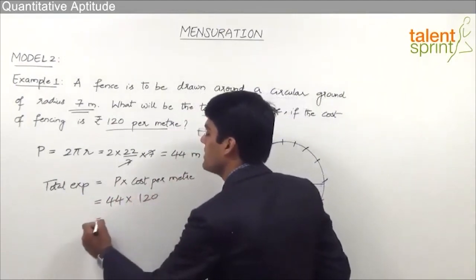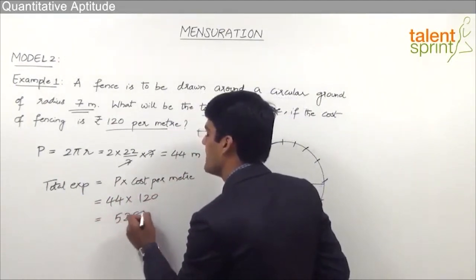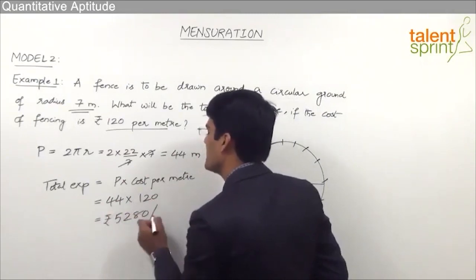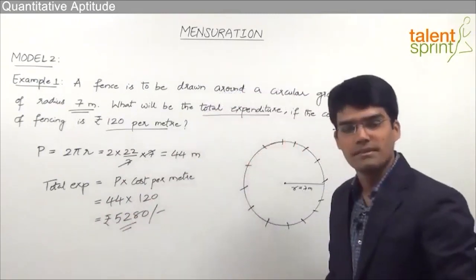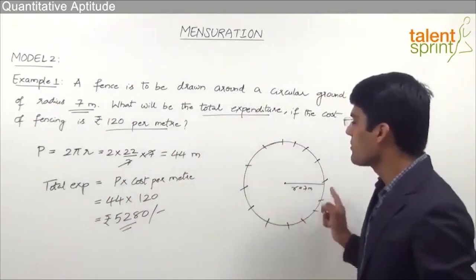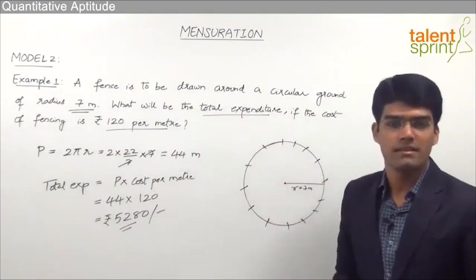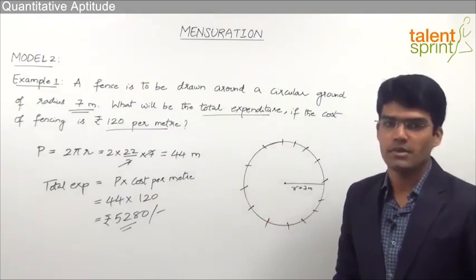So this comes out to be 5,280 rupees. So we can say that the total expenditure is 5,280 rupees. So this is how, by using the formula for perimeter or circumference of a circle, we can find out the answer for the given question.